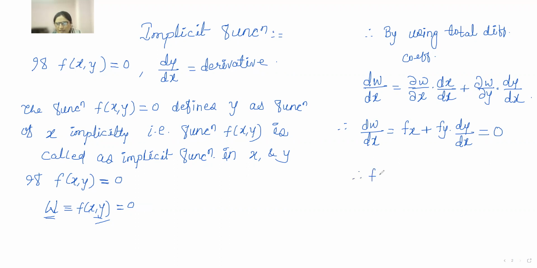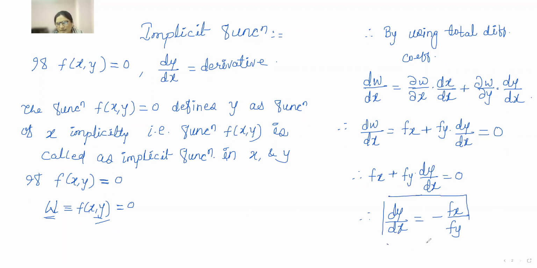Therefore fx plus fy into dy by dx is equal to 0, and hence dy by dx is equal to minus fx divided by fy. Dy by dx is equal to minus fx by fy. Here it is called an implicit function.